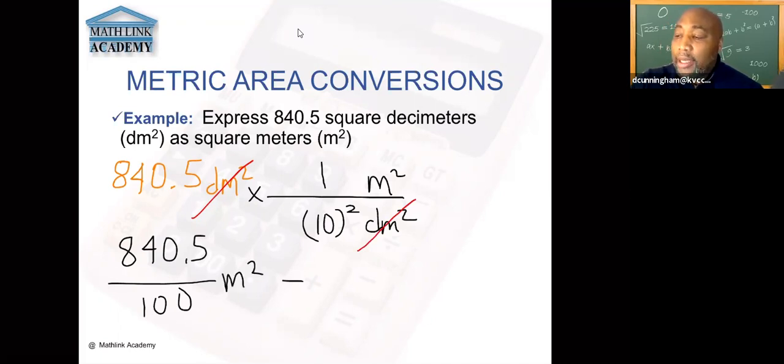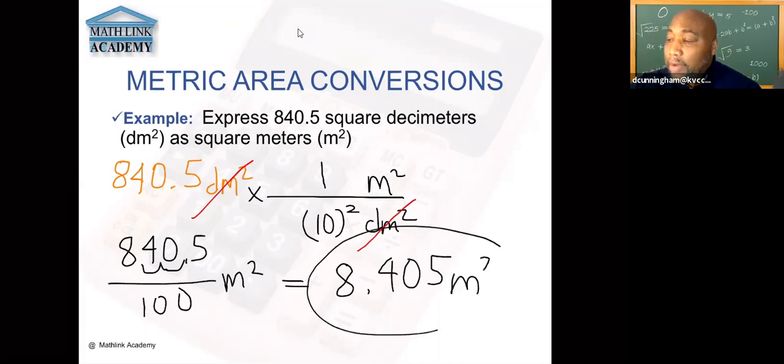What this is saying is we're just going to move the decimal once we divide. We'll move our decimal two places to make sure we divide correctly. Looking at this will give us 8.405 meters squared, and that would be our answer when we convert from decimeter squared to meter squared. Again, we're in area, so make sure you put that square so you know you're not in length, but you're in area.